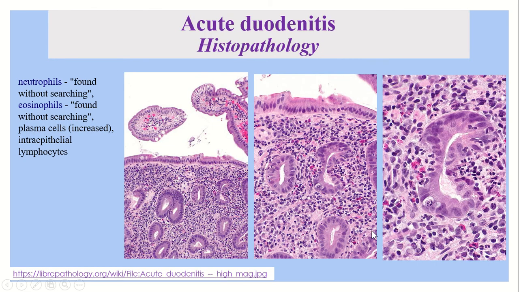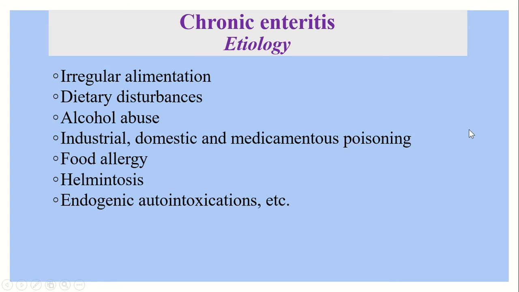This slide illustrates the histopathology of acute duodenitis. The neutrophils and eosinophils are found without searching. You see here the low, middle, and high power field, and you see the neutrophils with an abundant number of eosinophils. Sometimes you can find plasma cells and intraepithelial lymphocytes. Here you see the intraepithelial lymphocytes.